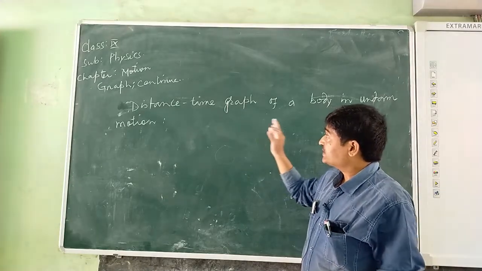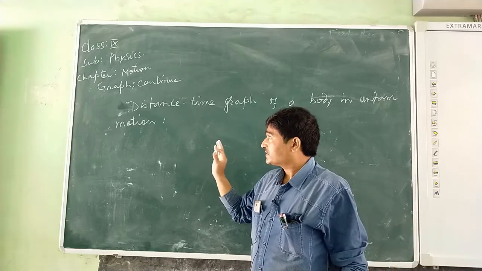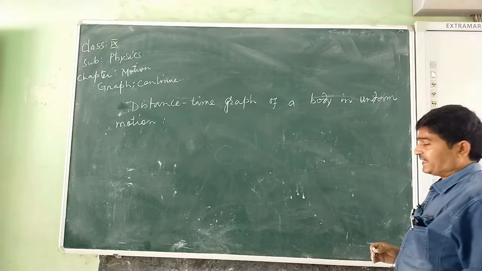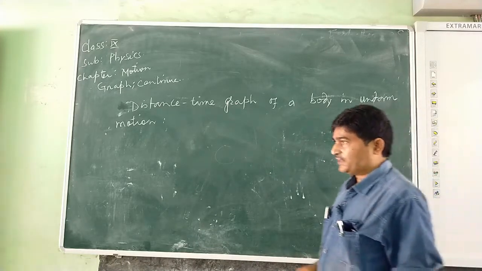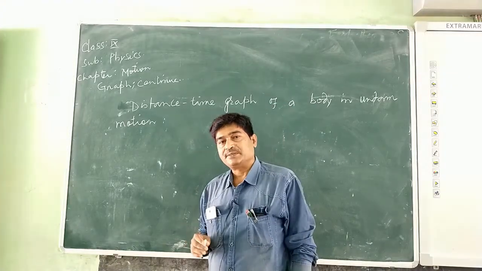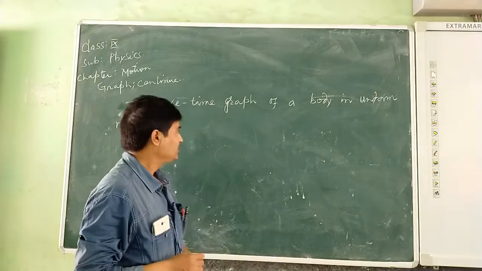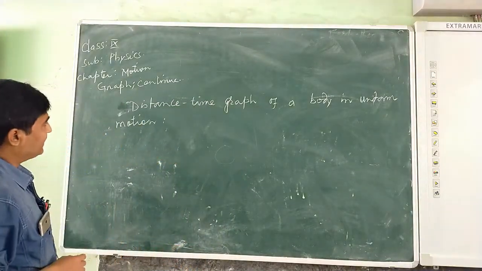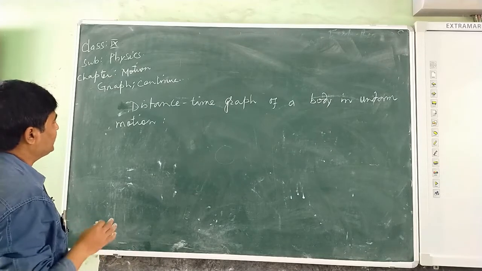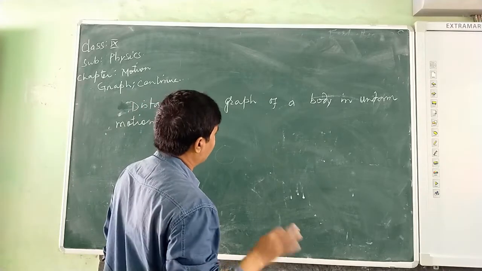Then we discussed the distance time graph in previous classes and studied an example, the distance time graph of a body at rest. We observed the distance time graph of a body at rest is a straight line parallel to the time axis. Now we will discuss another distance time graph: the distance time graph of a body in uniform motion.